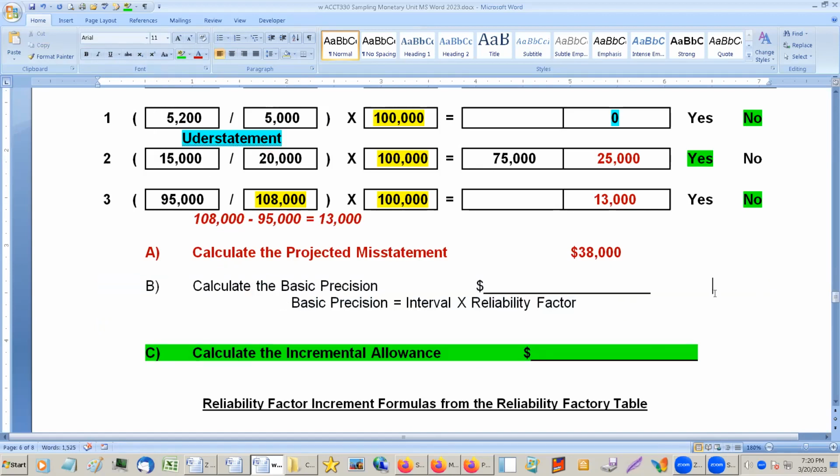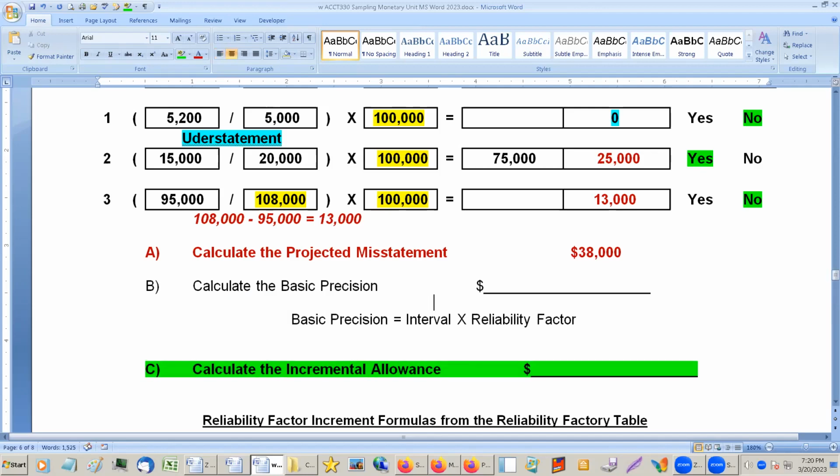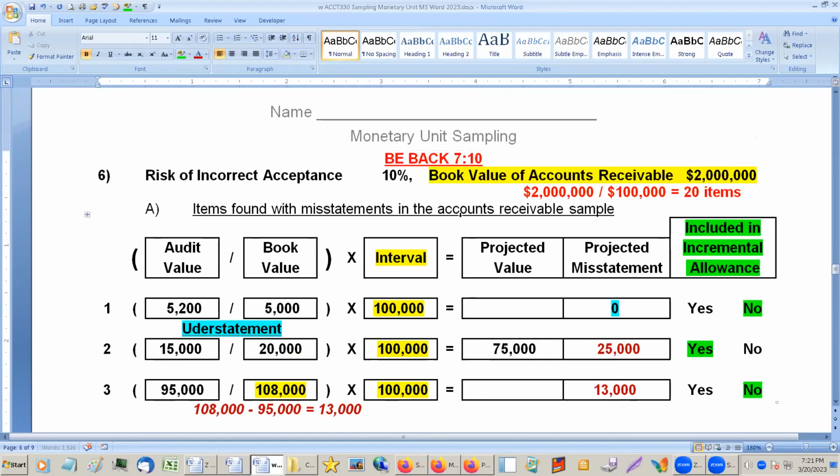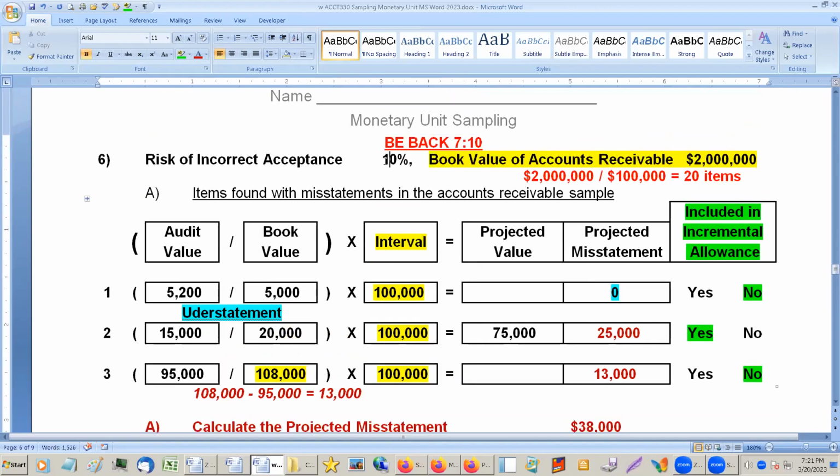Basic precision says, if you didn't find any errors, this could still be off by some amount. And so you take the interval, which is 100,000, times the reliability factor at 0 misstatements. Let's see, was it 10%?